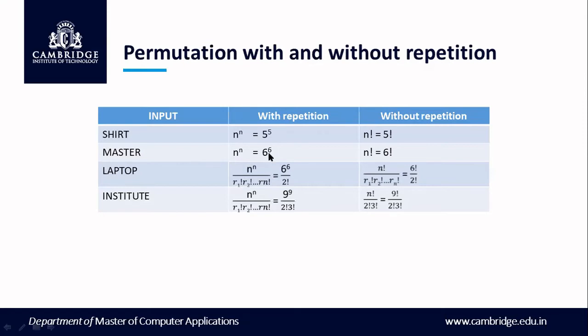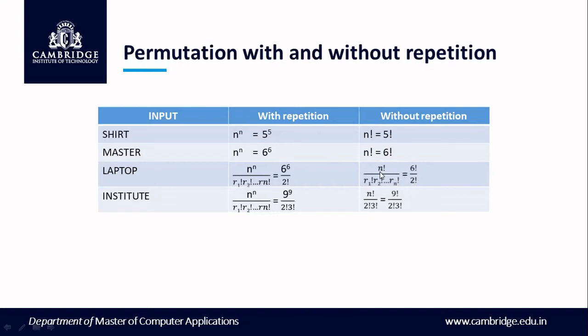This formula works only when the input alphabets are all different. Let me take one example, laptop, which we have already used. Here see, the alphabet P is repeated 2 times. So without repetition in the final selection, if I want to select without any repetition, I have the formula n factorial divided by r1 factorial, r2 factorial, etc.